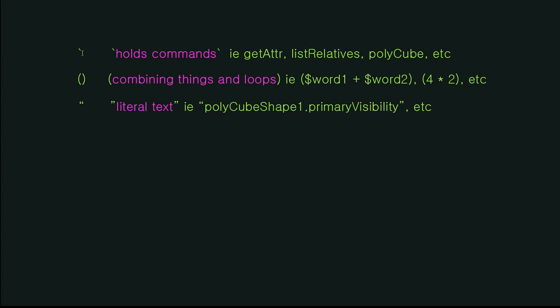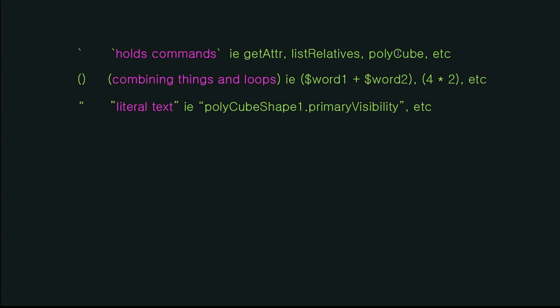So we have this one which is located with the tilde key, so that's under your escape usually on a North American keyboard. Right next to the one key is a little wavy line, kind of like an ocean wave, and this thing that looks sort of like an apostrophe. It's not the apostrophe that's located with the quotes. It's a special character. And this is used to hold commands, things like get attribute, list relatives, polycube, etc. Commands that you're going to be doing.